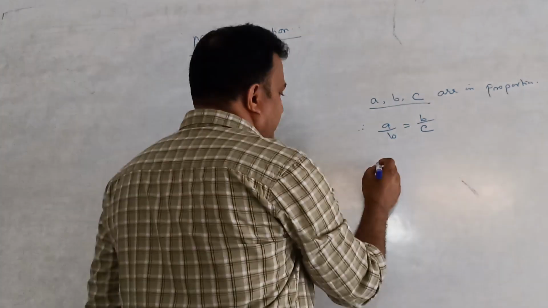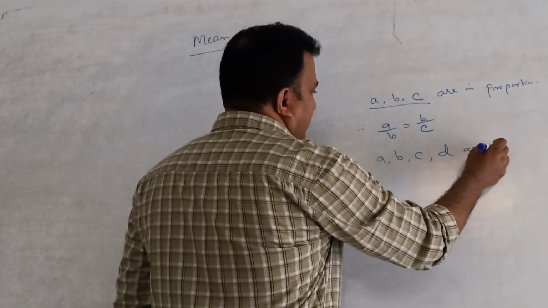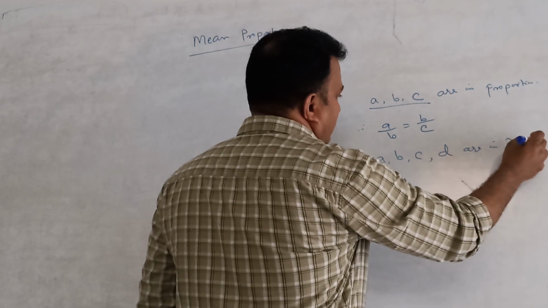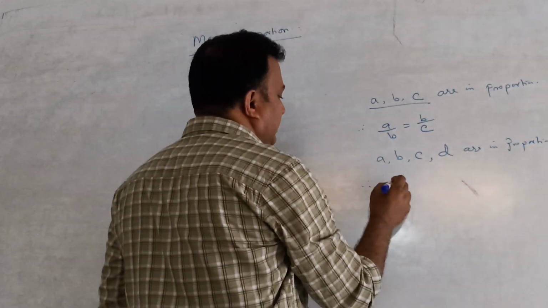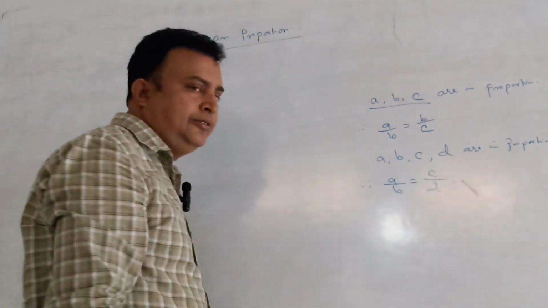I have three terms. If we take four terms A, B, C, D in proportion, then we can write A by B is equal to C by D.